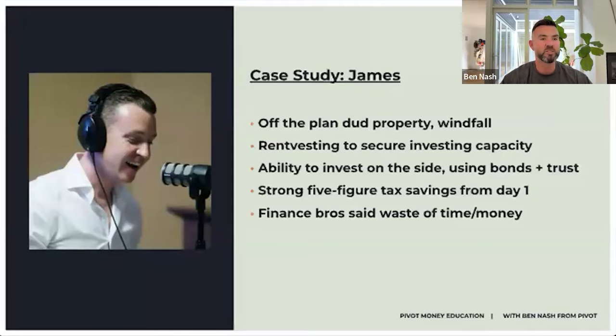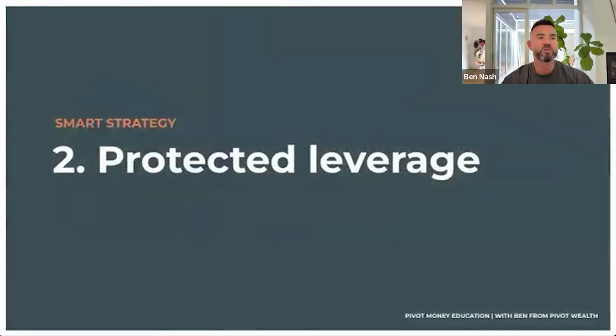Ended up rent vesting to secure his investment capacity. He did that in order to preserve his ability to invest along the side using tax entities. So he had a bond and he had a trust as well. And basically, as a result of that, he was able to generate some strong five-figure tax savings from day one, but that would just compound and build over time. And he actually works in finance, and a lot of people were saying to him it would be a waste of time and money to actually go down this path. But the immediate benefits already justified his investment of time and a bit of money in this as well.